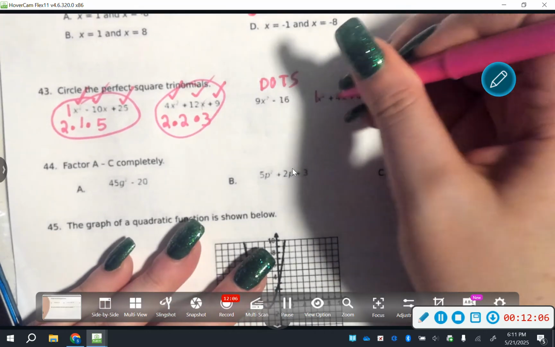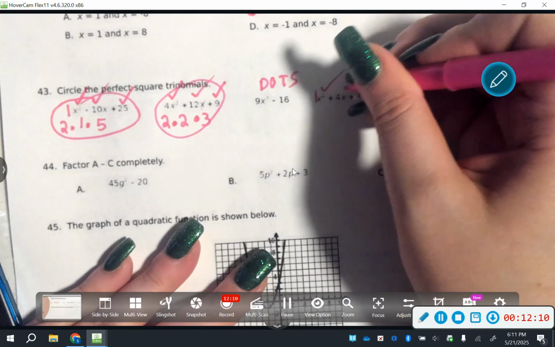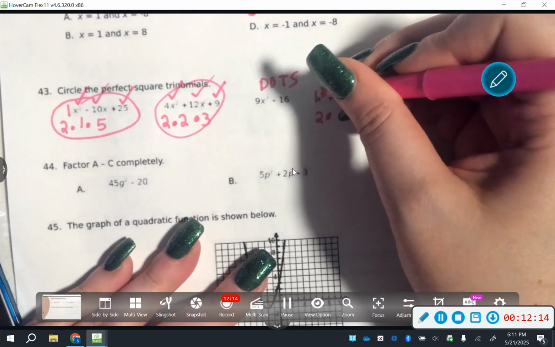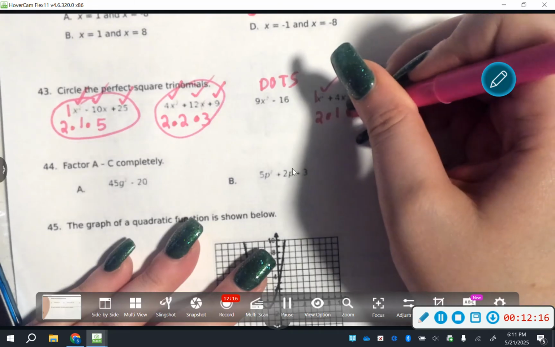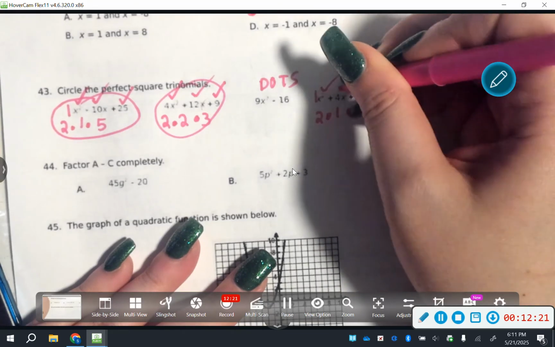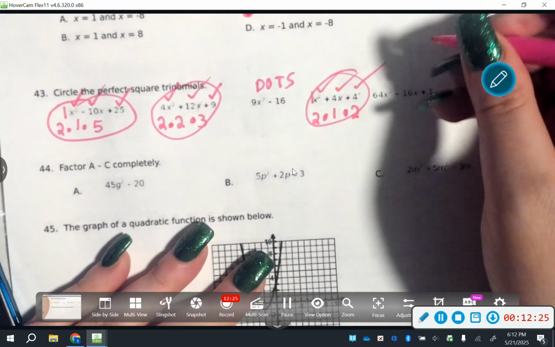Checking this one. X squared is a perfect square. 4 is a perfect square. To check the one in the middle, we do 2 times the square roots. The square root of 1 is 1. The square root of 4 is 2. 2 times 1 is 2, 2 times 2 is 4. Got it. Double check this last one here.